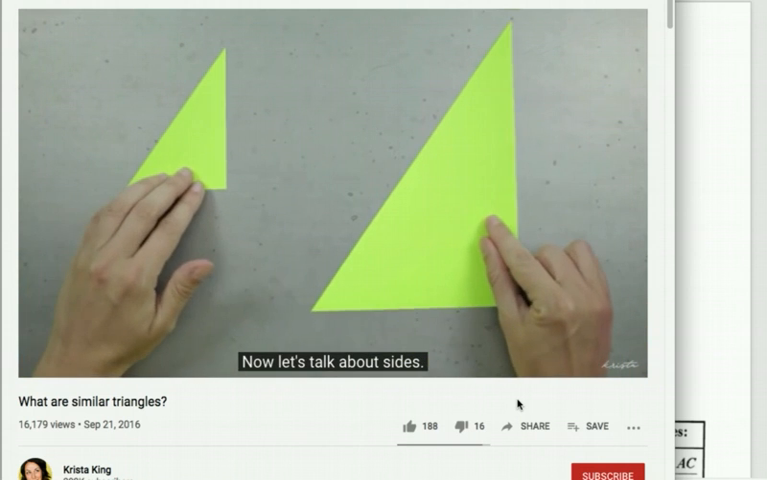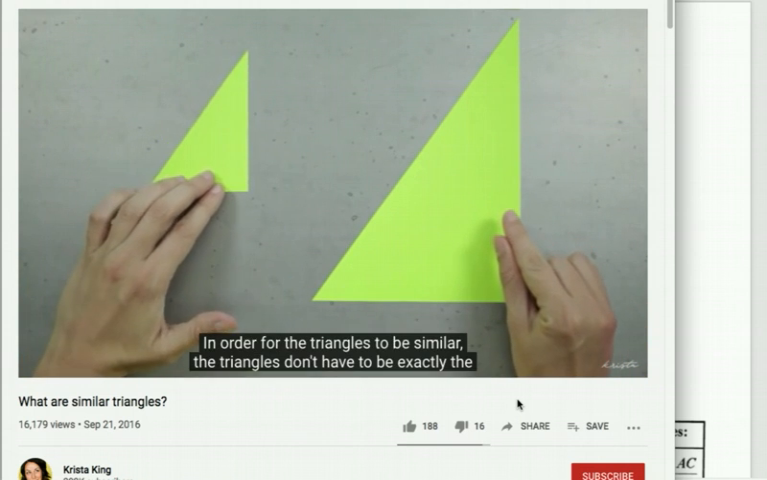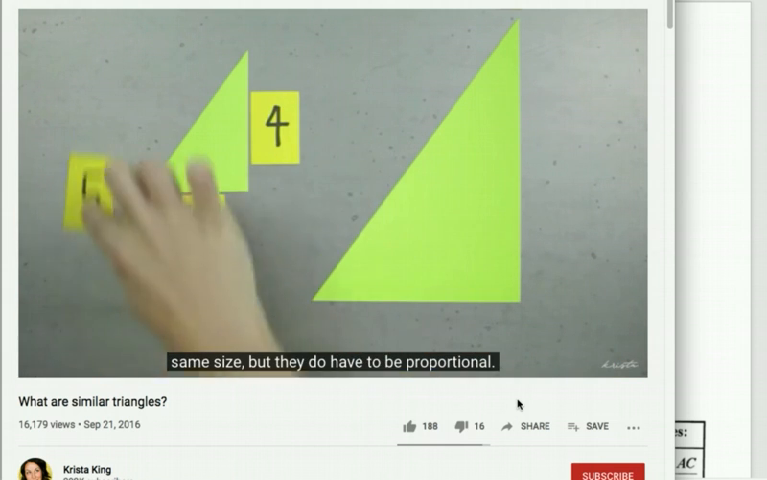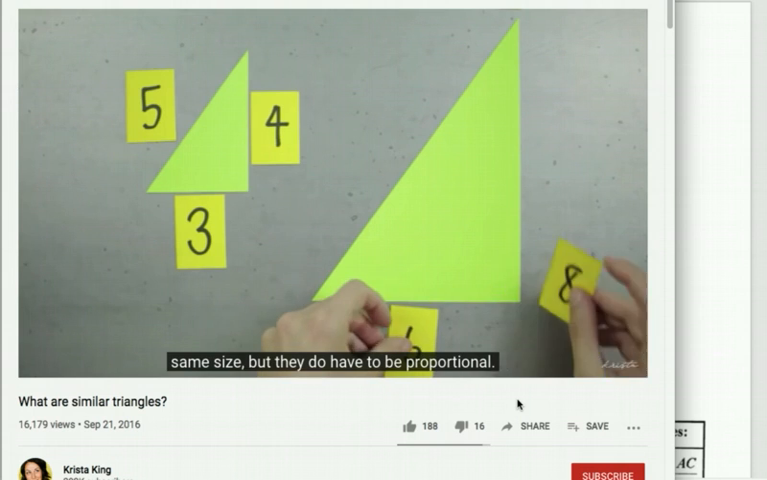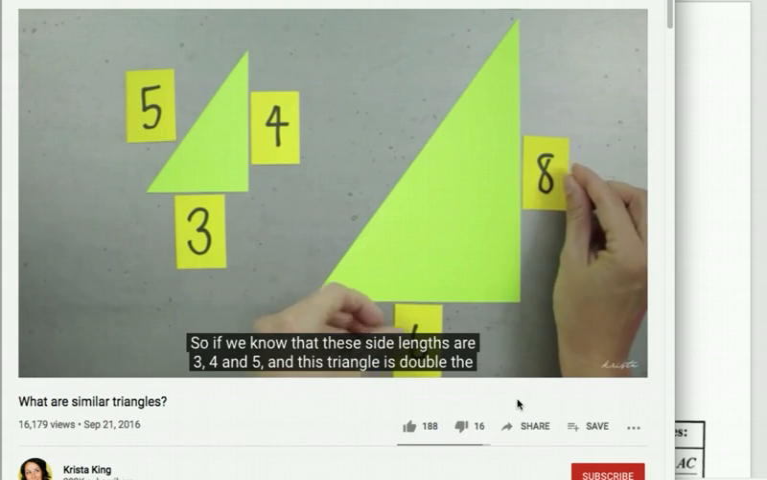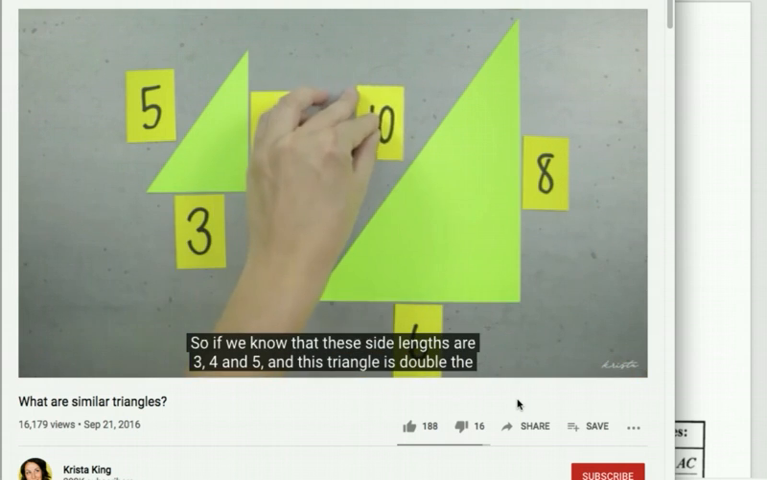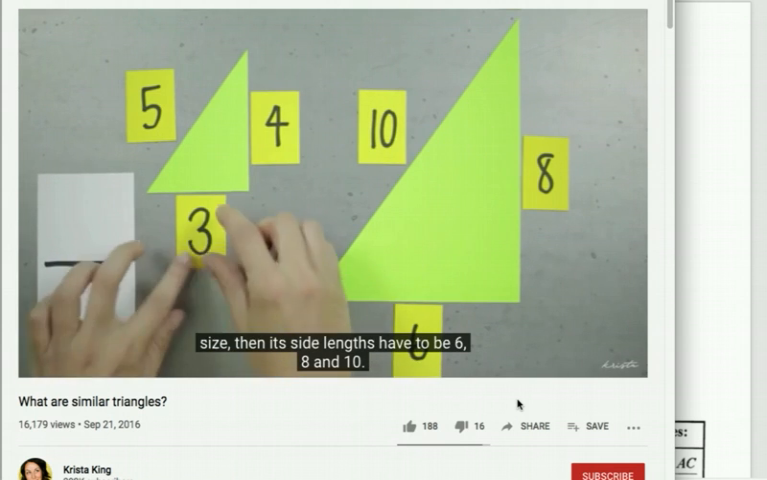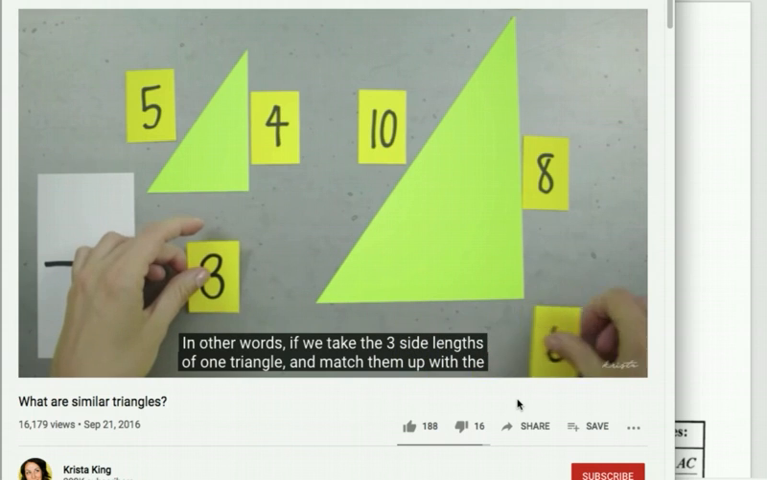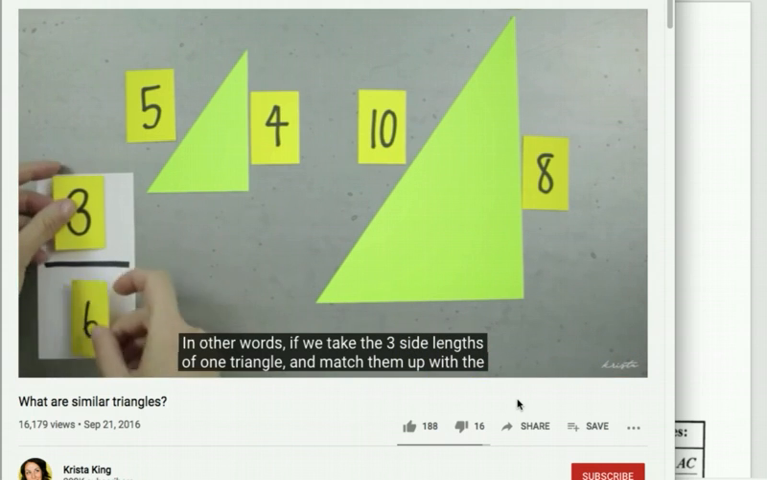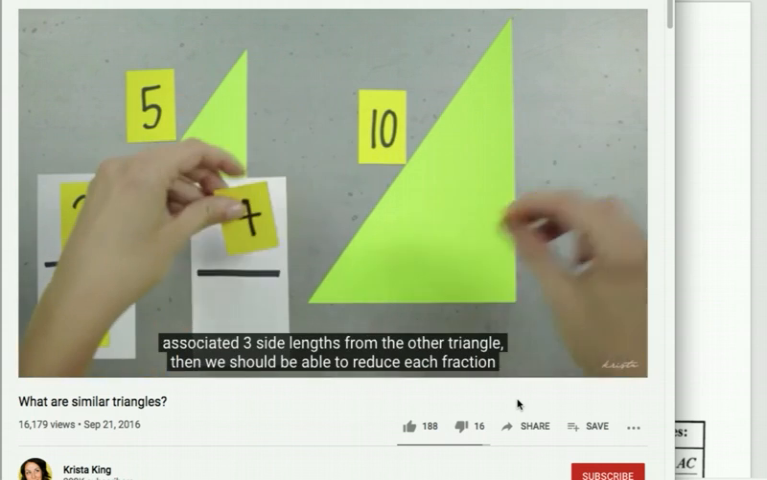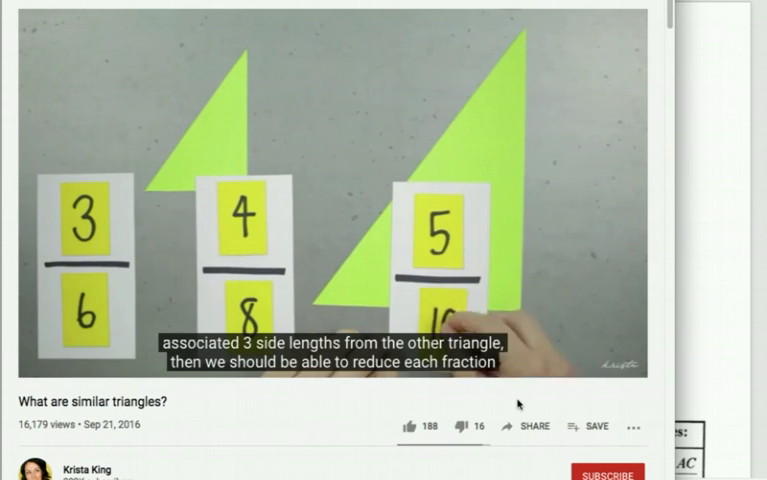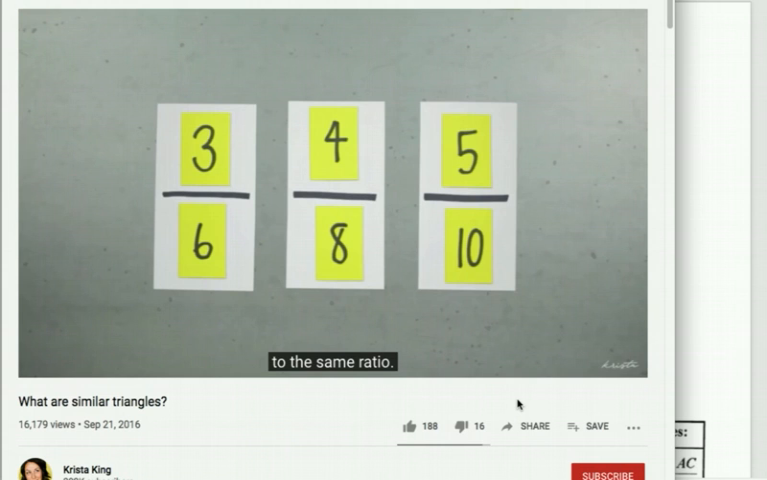Now let's talk about sides. In order for the triangles to be similar, the triangles don't have to be exactly the same size, but they do have to be proportional. So if we know that these side lengths are 3, 4, and 5, and this triangle is double the size, then its side lengths have to be 6, 8, and 10. In other words, if we take the 3 side lengths of one triangle and match them up with the associated 3 side lengths from the other triangle, then we should be able to reduce each fraction to the same ratio.